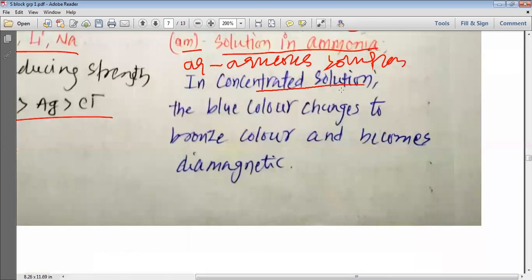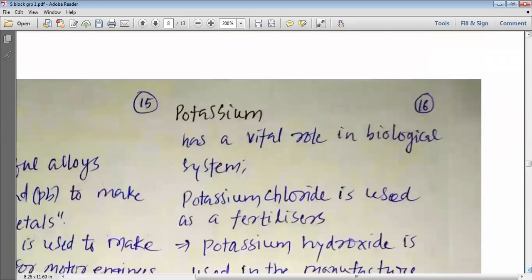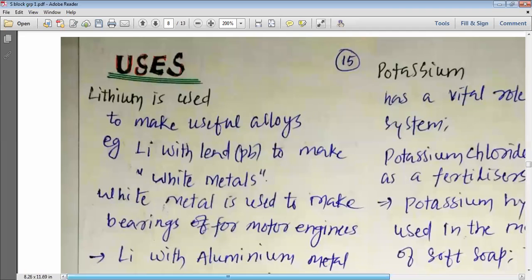In concentrated solution, the blue color changes to the bronze color and becomes diamagnetic. So slowly, if you keep it for a longer time, the blue color turns to the bronze color, and the solution turns diamagnetic in nature. So this is how, my dear students, we understand about the solution.